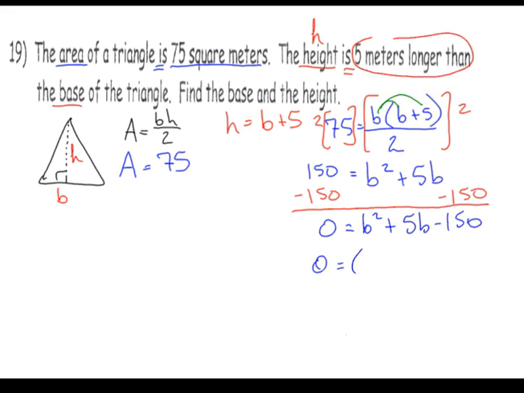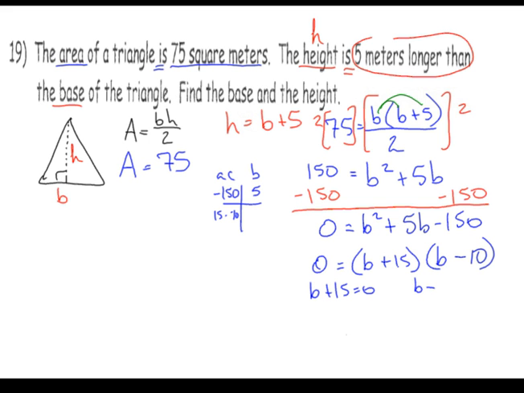I'm going to factor. B here, B here. So what can I have? AC, have B. This is going to be negative 150. This is a positive 5. So what can I multiply to get 150 but subtract to get 5? That would be 15 times negative 10. So I'm going to have plus 15 minus 10. B plus 15 is equal to 0. B minus 10 equals 0.